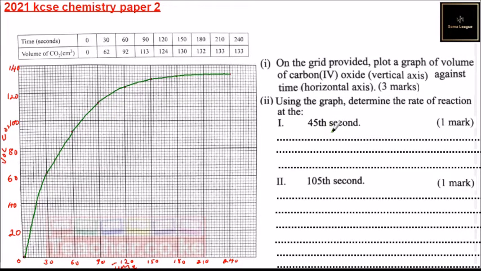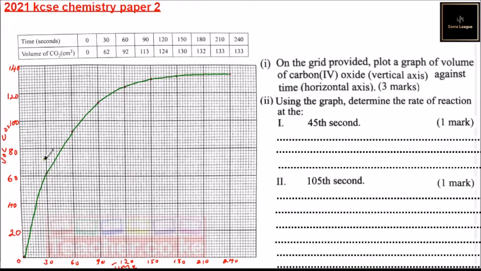Roman number 2, using the curve, determine the rate of reaction at 45 seconds. You get 1 mark, and at 105 seconds. So that is the rate of reaction at 45.